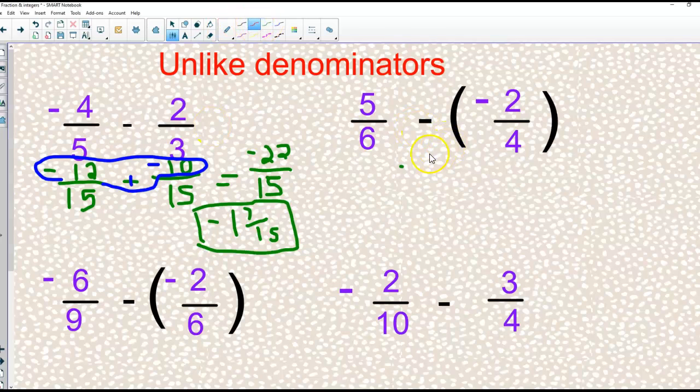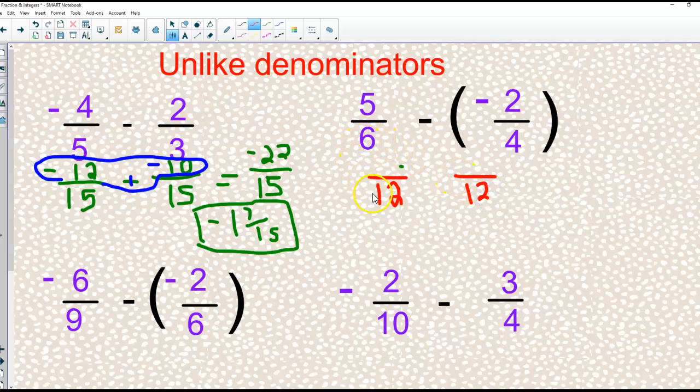Okay, let's move to this one. Again, 5/6 minus negative 2/4. So again, I don't have a common denominator. I'm going to find one. I'm going to use 12, although you could use 24, 36, anything like that. I'm just going to use the smallest one.